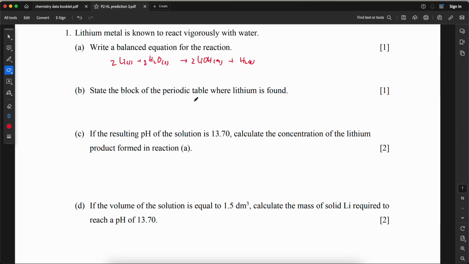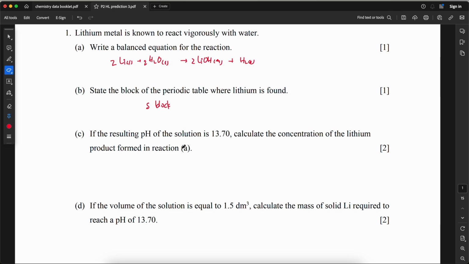State the block of the periodic table where lithium is found. Lithium is found in group 1, so it's S block. So group 1 and 2 is S block, and from 3 until 8, it's P, and then transition metal will be D block.